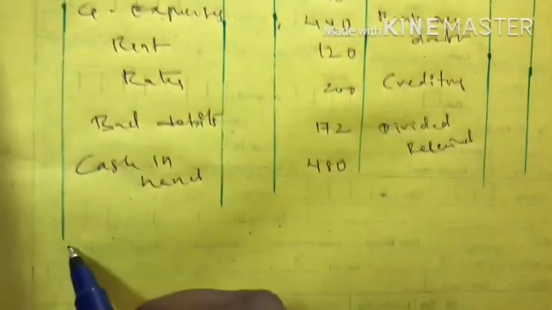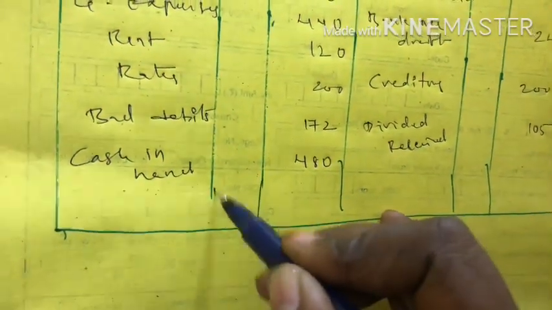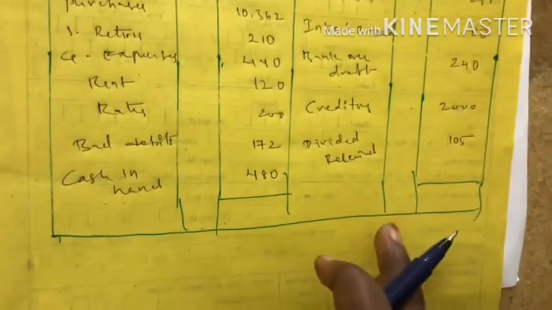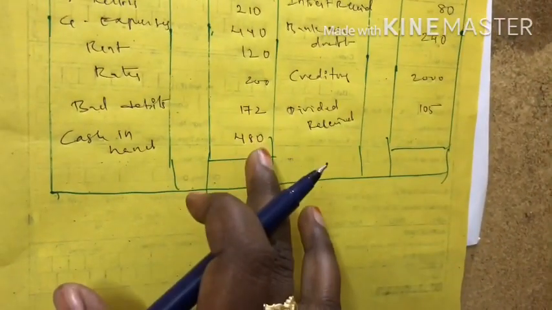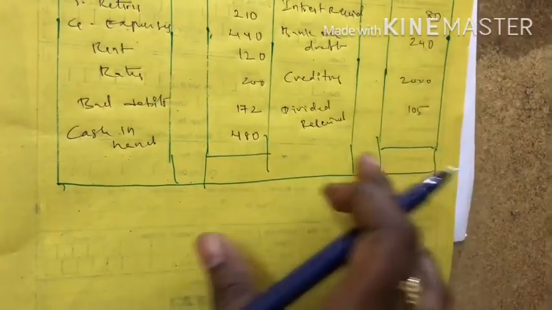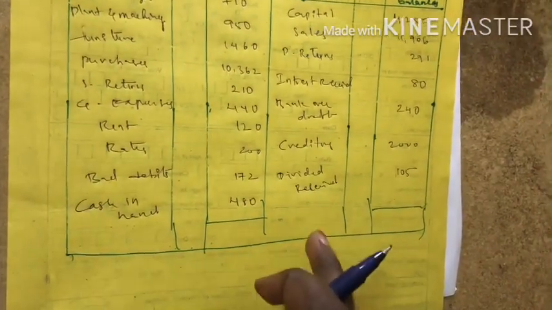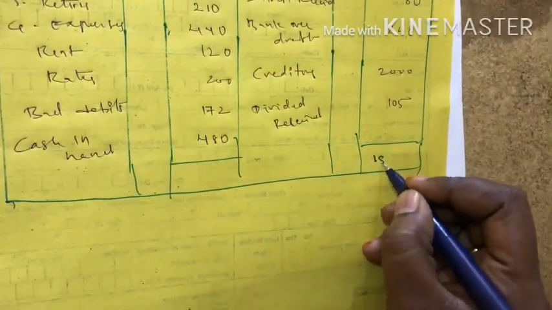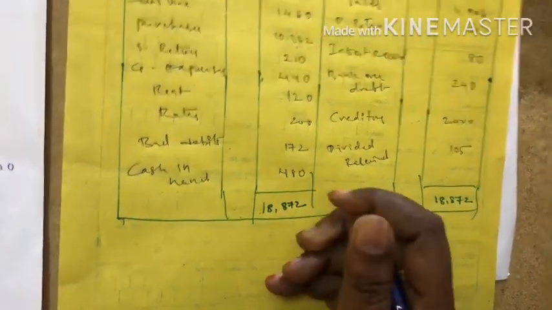Now calculate all these and tally them. Take a calculator and total both the debit side and the credit side. If the amounts tally, the trial balance is correct. The rule of the trial balance is to tally the debit balances and the credit balances. The amount is 18,872 on this side and 18,872 on the other side.